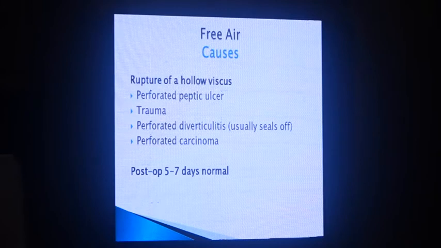So these are the different causes of free air, like perforated peptic ulcer, which is a very common pathology. Mostly we see pre-pyloric perforation, which is very common, part of the duodenal ulcers, then in cases of trauma, then in cases of perforated diverticulitis. This air is usually present for 5 to 10 days inside the abdomen. And in the era of laparoscopic surgeries, which we now routinely do, this free air remains inside the abdomen for at least 10 to 12 days. So one should not confuse this with perforation peritonitis.